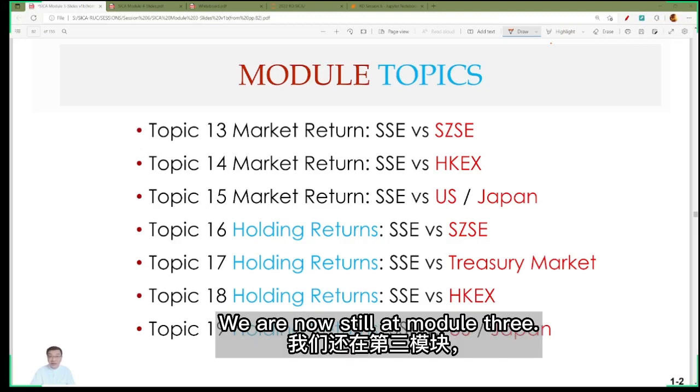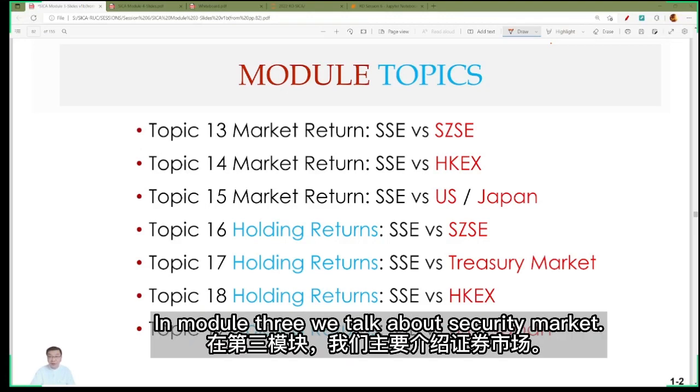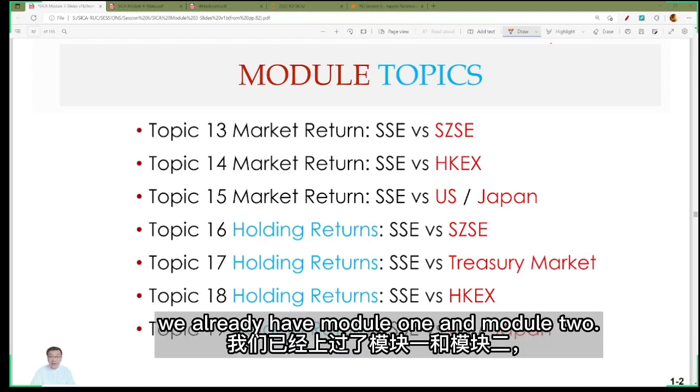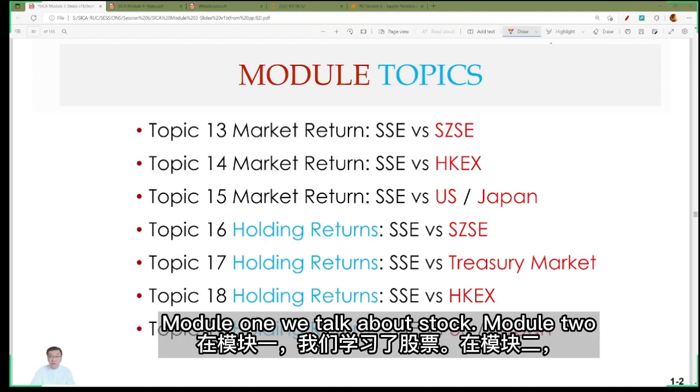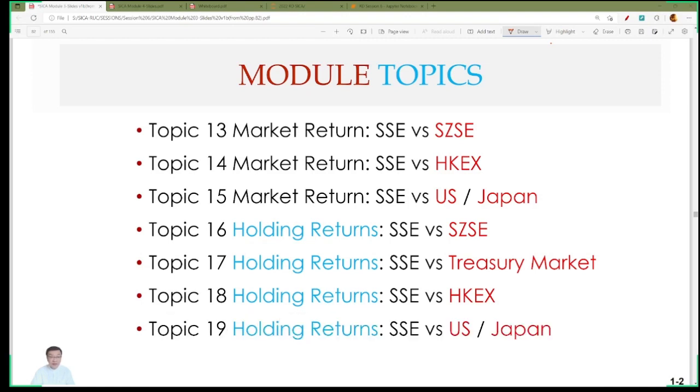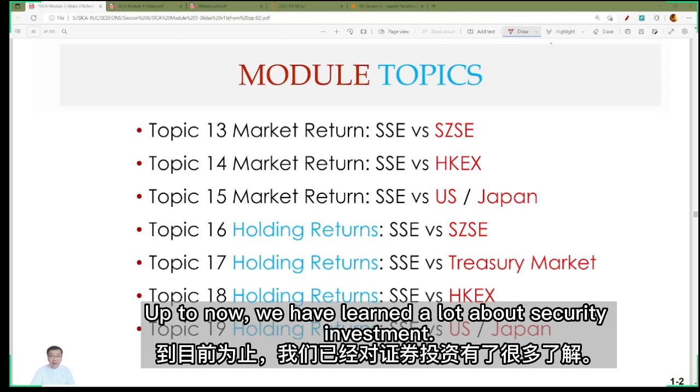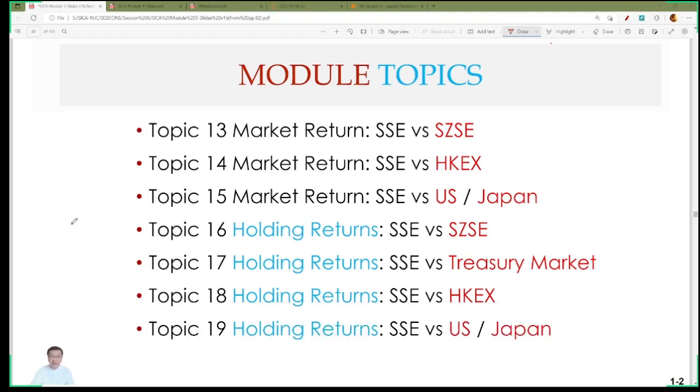We are now still at Module 3. In Module 3, we talk about security market. And we already have Module 1 and Module 2. Module 1, we talk about stock. And Module 2, we talk about bond. Up to now, we have learned a lot about security investment.